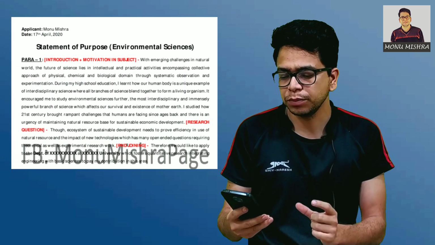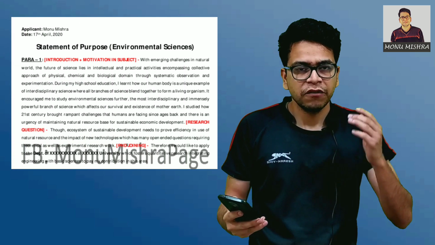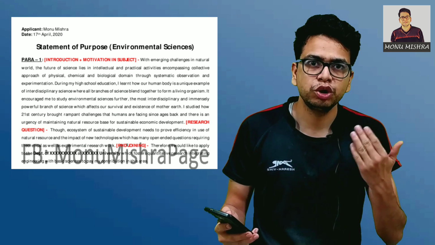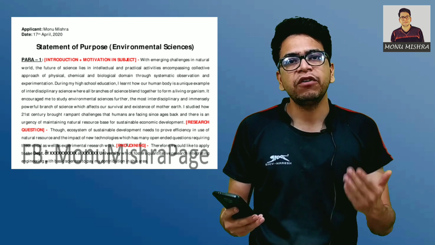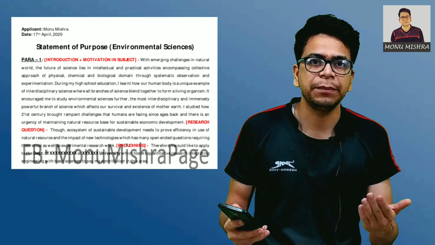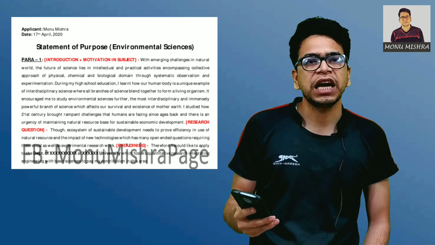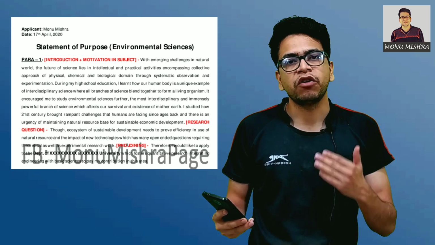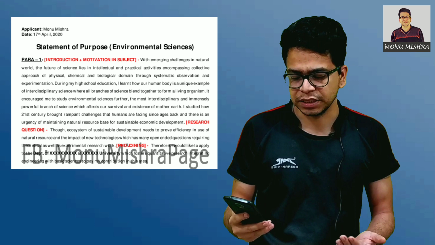According to me, and according to a lot of websites I have reviewed, a standard SOP should be up to a maximum of 5 paragraphs. The first paragraph should be your introduction plus motivation. You have to introduce your subject, what you are studying, and what was your motivation behind studying the particular subject. In this case, I have written this statement of purpose for admission in environmental sciences.